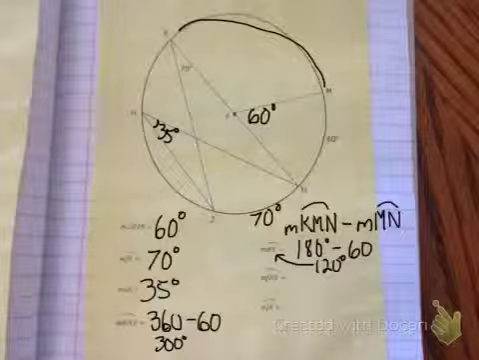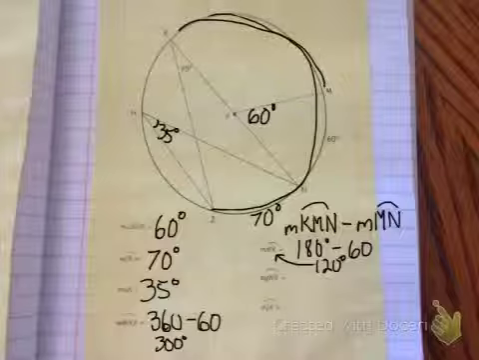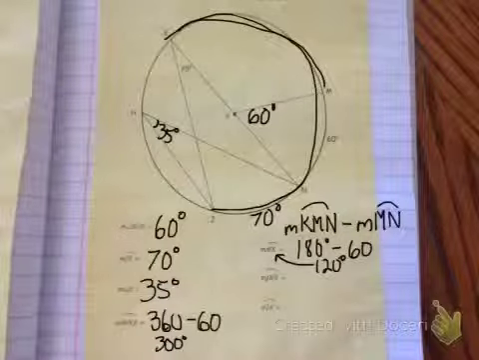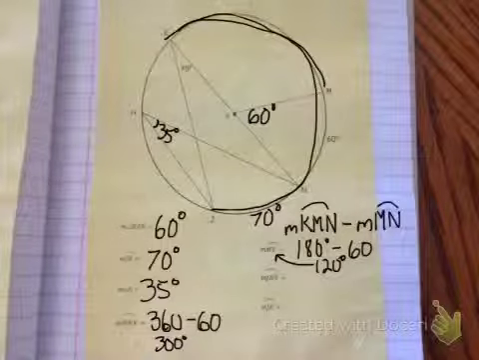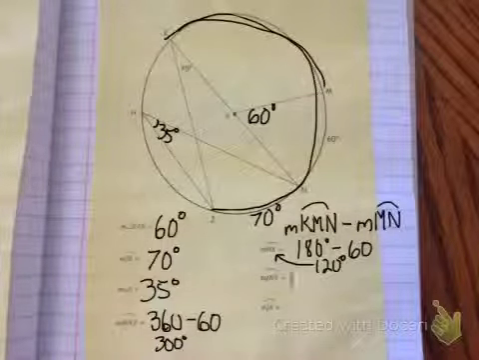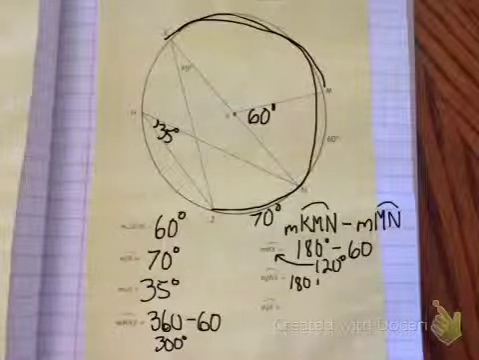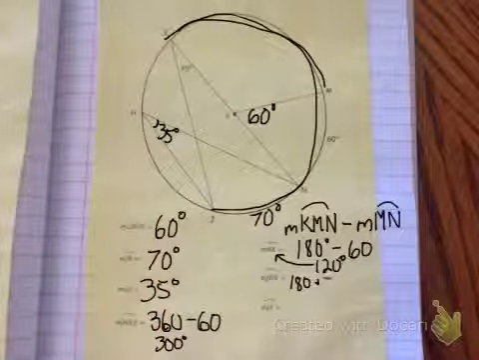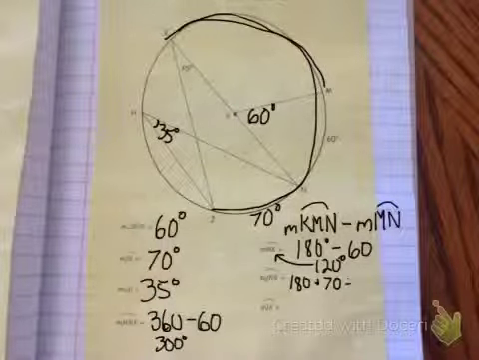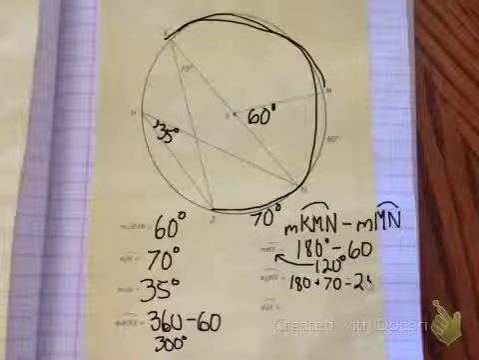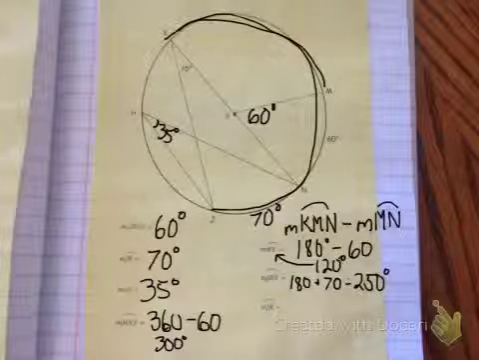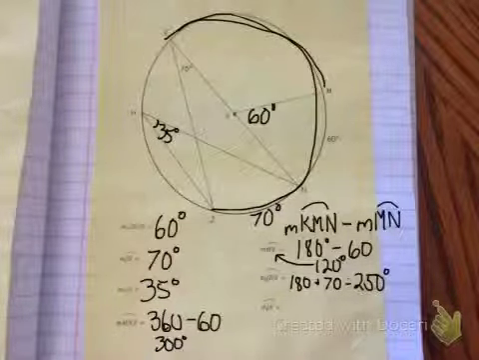The measure of arc J to N, all the way over here to K, well, we could do the same idea. We know that KMN is 180, plus we know that JN is 70 degrees, so we get 250 degrees for the measure of arc JNK.